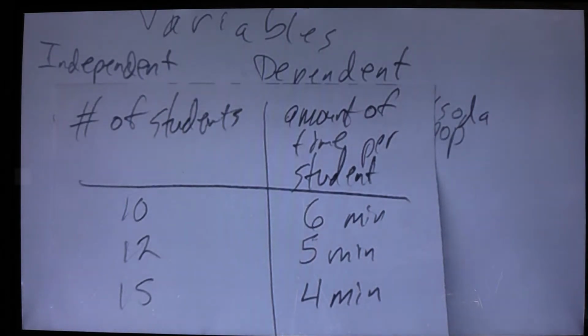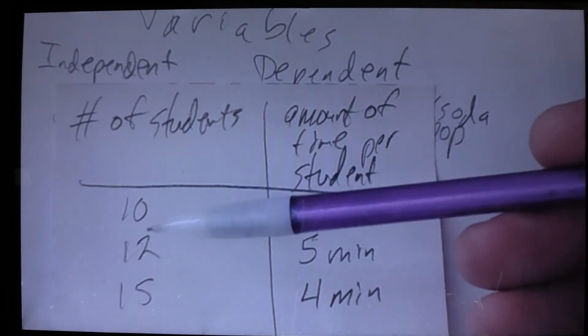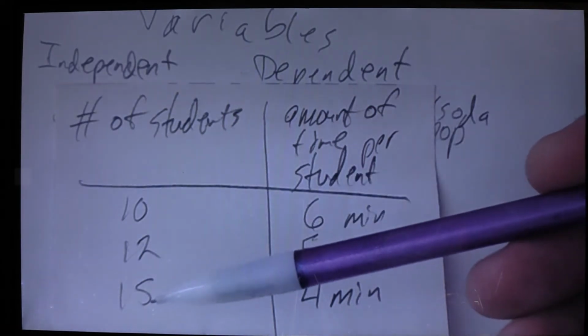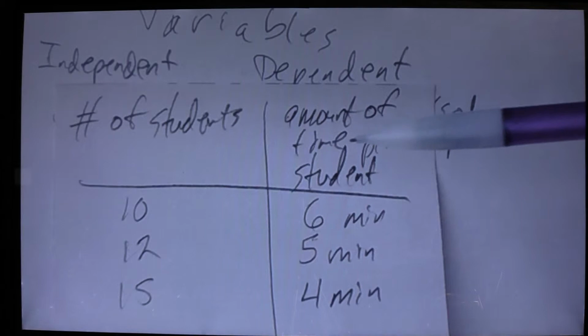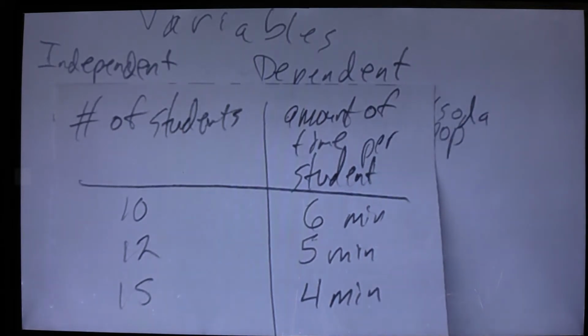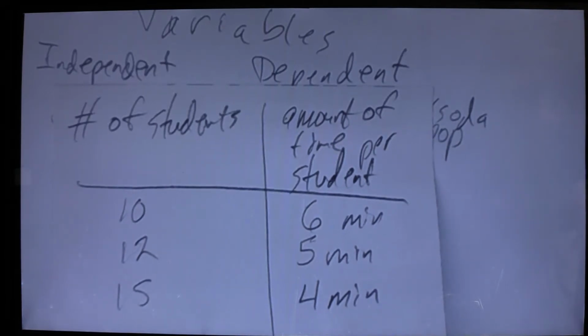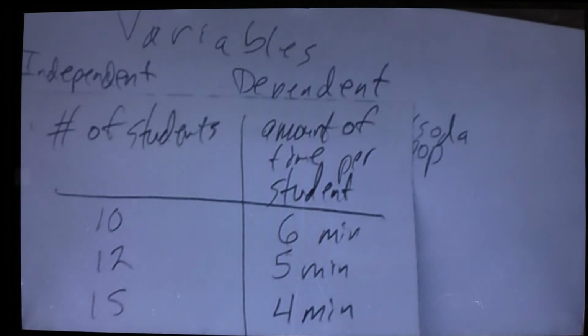But notice something. When I have the number of students going up, then the amount of time I can spend with each child goes down. When you have a relationship like that, we call that an inverse relationship. When one variable goes up, the other one goes down. That would be an inverse relationship. Now, I've got a few other examples that I came up with. Let's look at some of these.